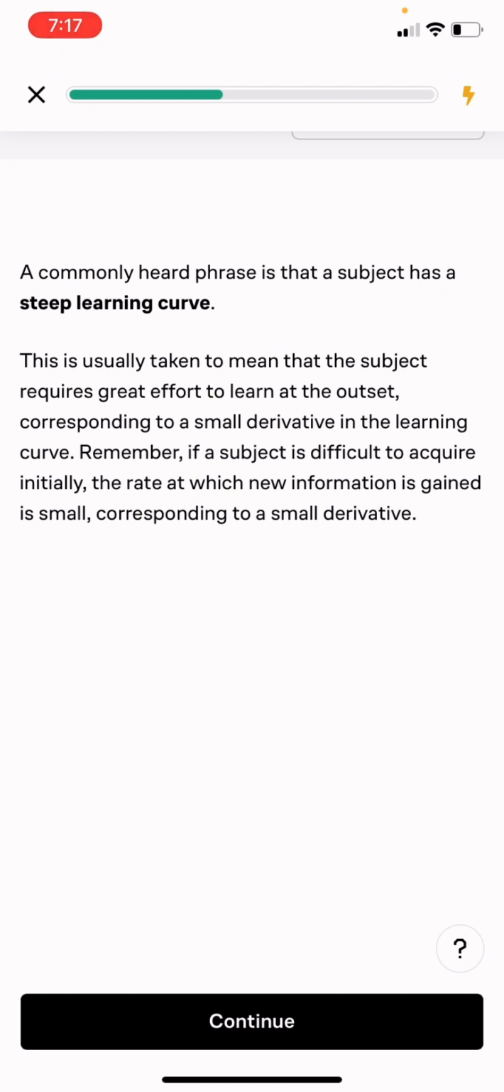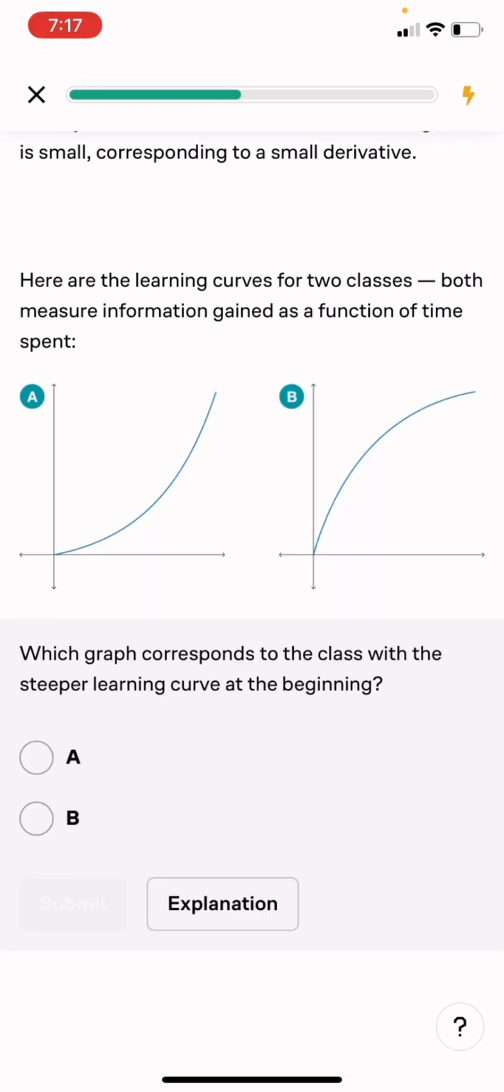Here are learning graphs for two classes. Both measure information gained as a function of time spent. Which graph corresponds to the class with a steeper learning curve at the beginning? It would be B, because B is less knowledge learned. Of the first two options, A has a smaller derivative initially and therefore corresponds to the subject's steeper learning curve.